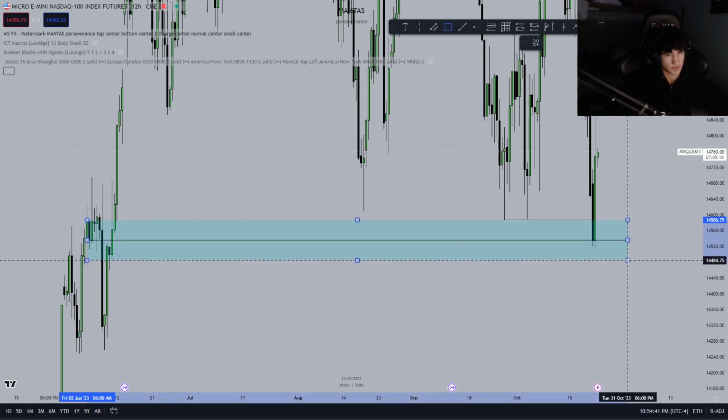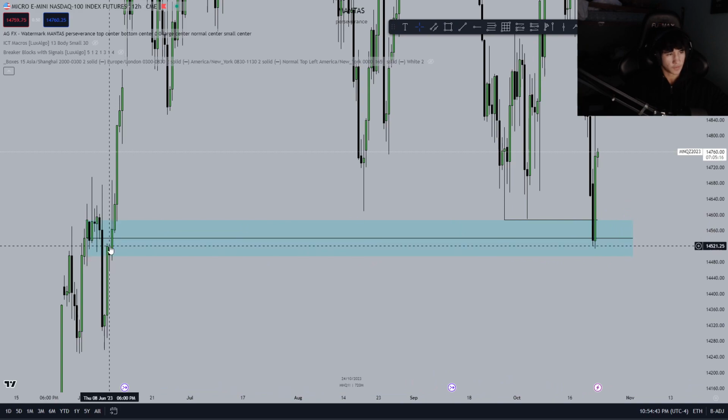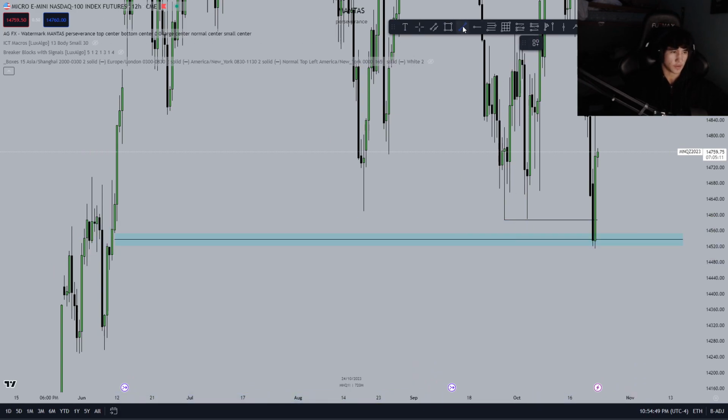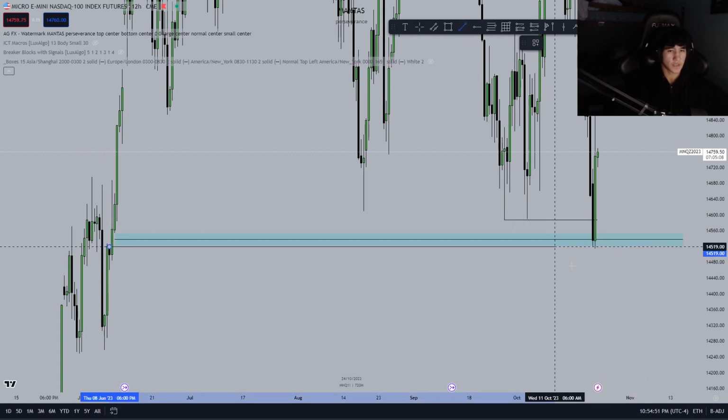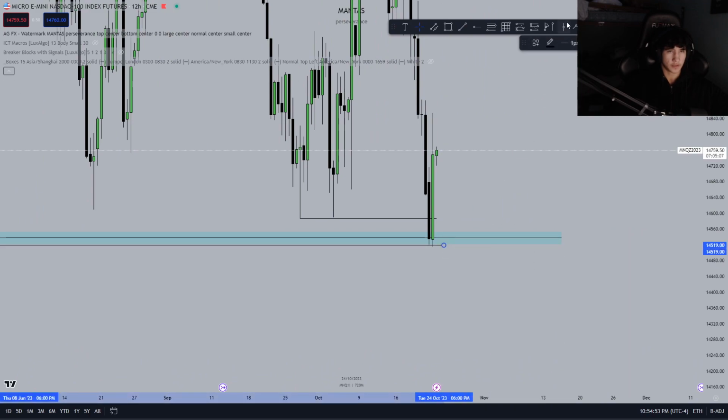I can use the wicks, for example. But we have this fair value gap right here. That is our higher time frame PD array. Plus, it would be this order block right here. Yeah, that one that we tapped to the tick.